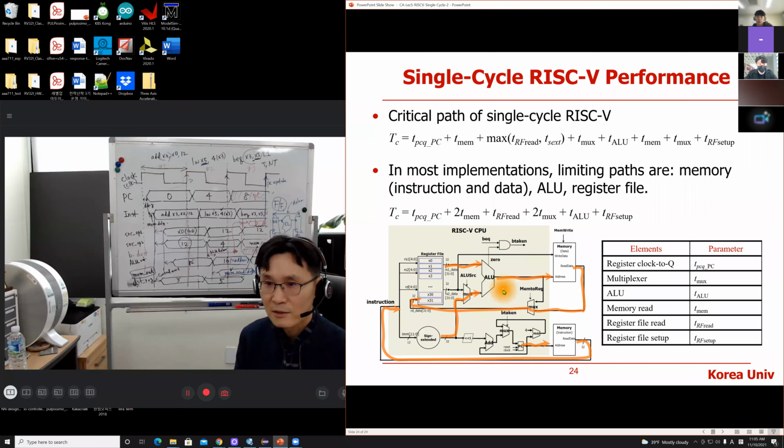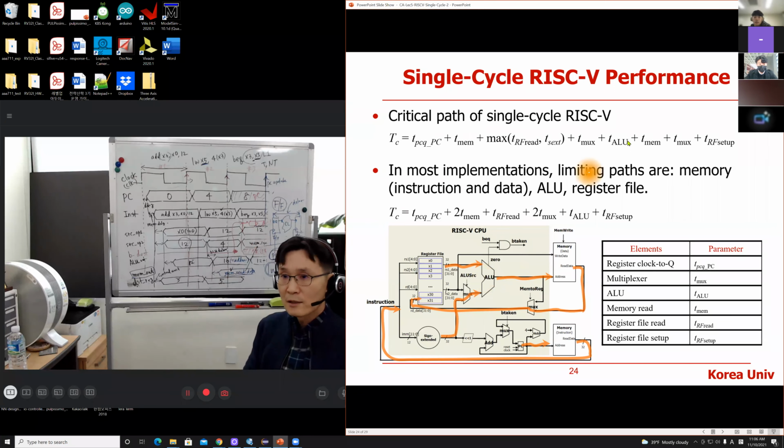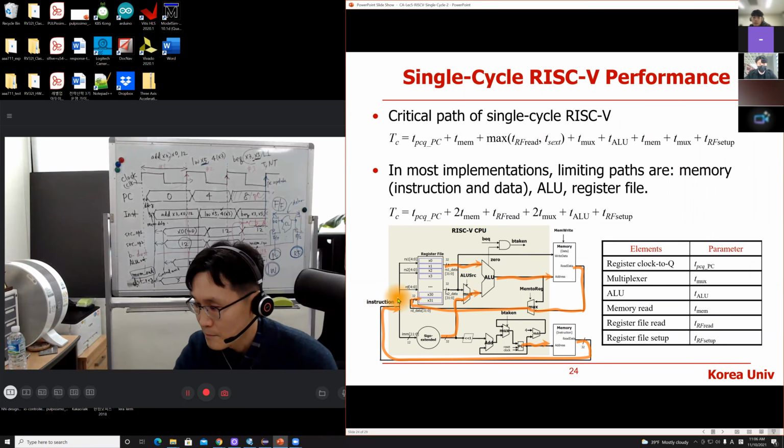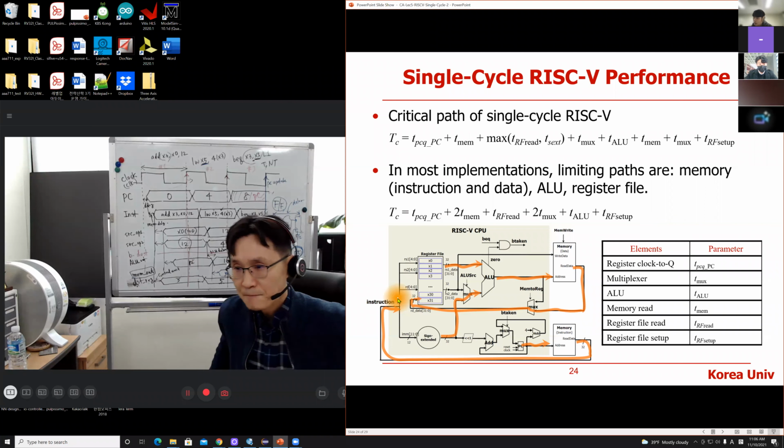Okay, so ALU delay. ALU is doing an addition operation, right? Okay, and then memory access time, the data memory access time, TMEM. Then you have to go through this multiplexer, the mux delay, and what is the last thing? Register file setup time. What is that setup time?